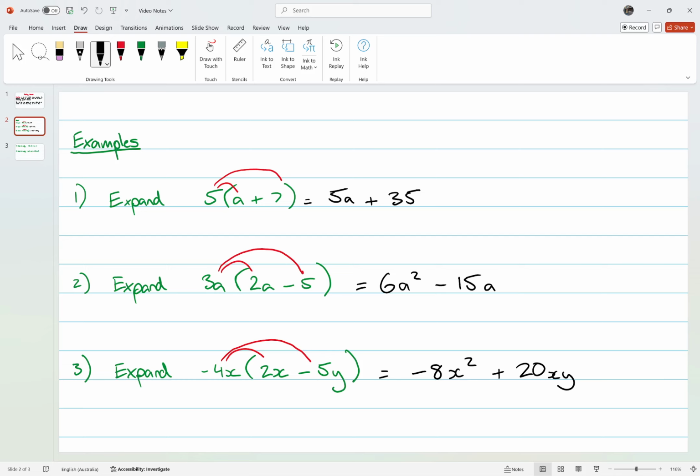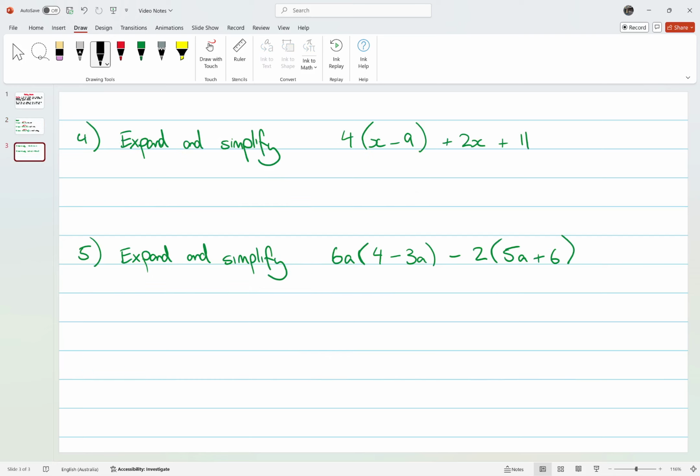So those are some simple expansions. What we can then also be asked to do is expand and then simplify. Let's start off with this first example. Let's first expand. 4 times x is 4x. And then 4 times negative 9, again keeping track that that is a negative, so I need to be multiplying by negative 9. So 4 times negative 9 equals negative 36. And then I can just rewrite the plus 2x and the plus 11.